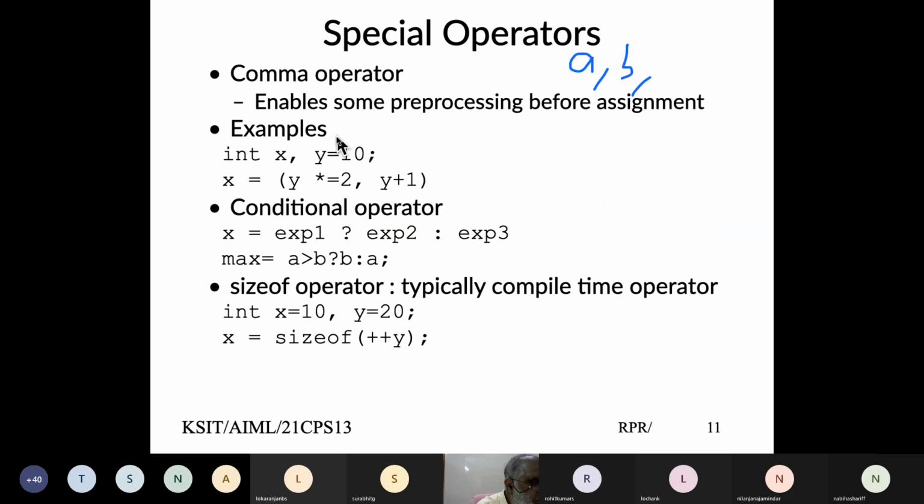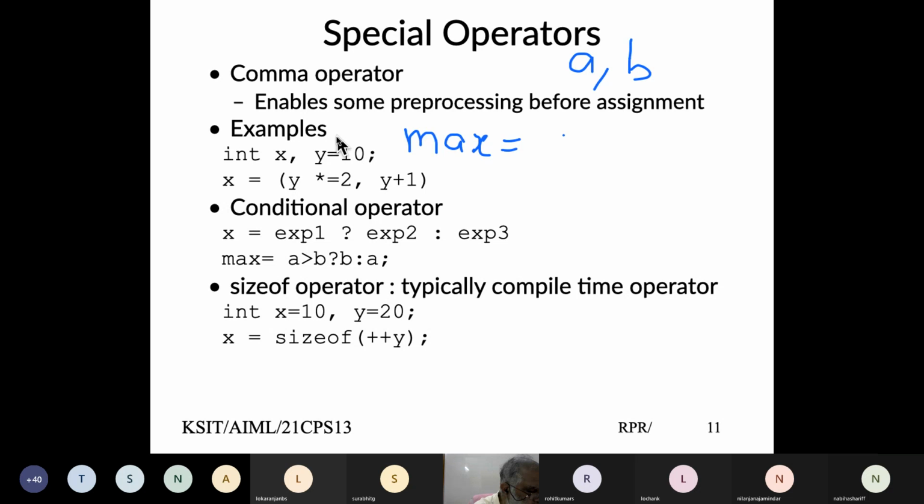We have two numbers, A and B, and we want to find the max. So I can simply write max is equal to, first, is A greater than B? If this is true, assign A, else assign B, semicolon. So this is the condition.